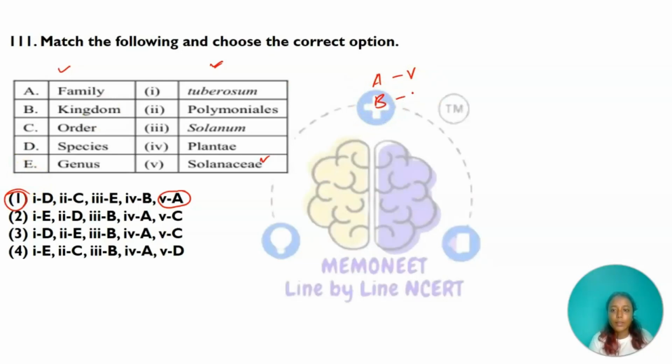B with kingdom, which is Plantae, which is 4. Then we have C, which is order, which is Polemoniales, which is 2. And D, which is species, which is tuberosum, which is 1. We have E with genus, which is Solanum, which is 3. So option 1 is the correct answer.